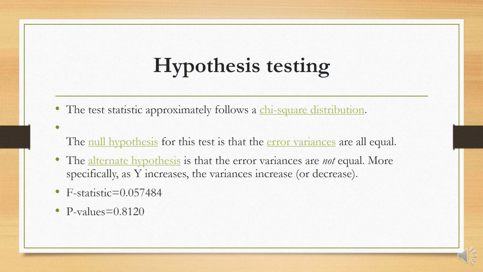More specifically, as y increases, the variance increases or decreases. Simply we can say that under H naught, there is equal variance or the error terms are homoskedastic. Alternatively, the error terms are heteroskedastic. So we estimate this test with the help of EViews 9. The F statistic we obtain is equal to 0.057484, where the p-value is 0.8120.